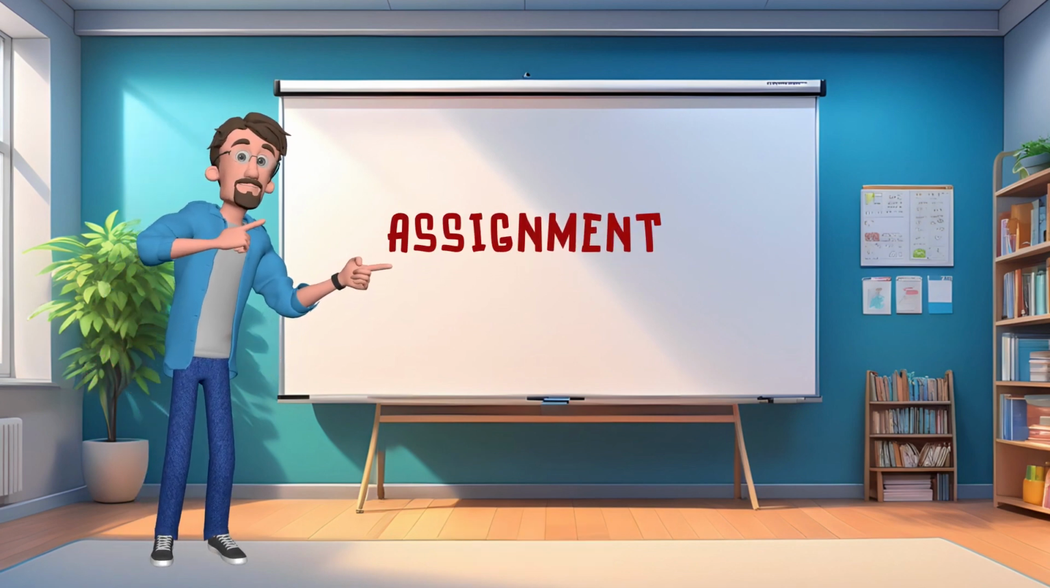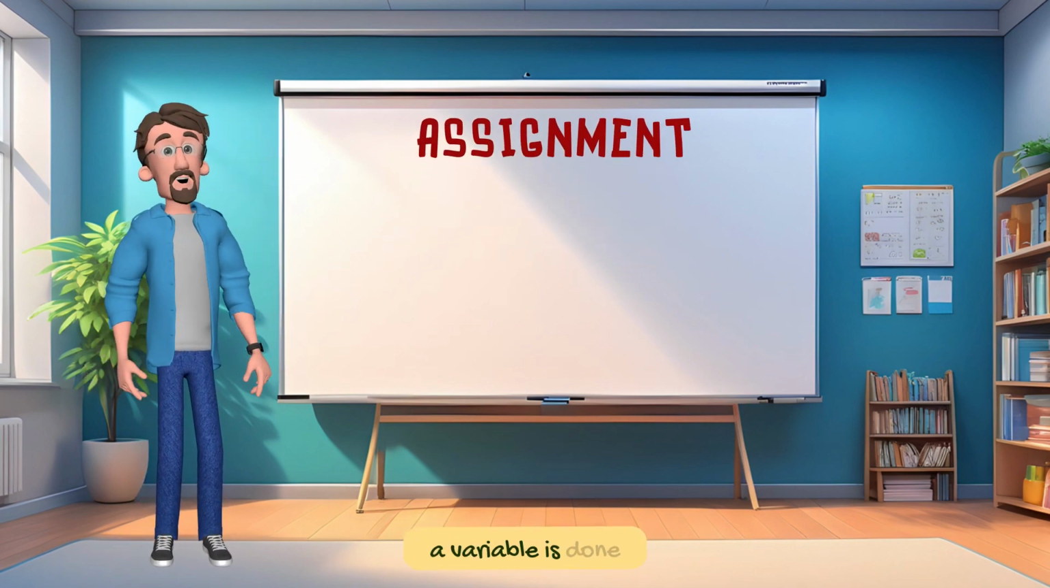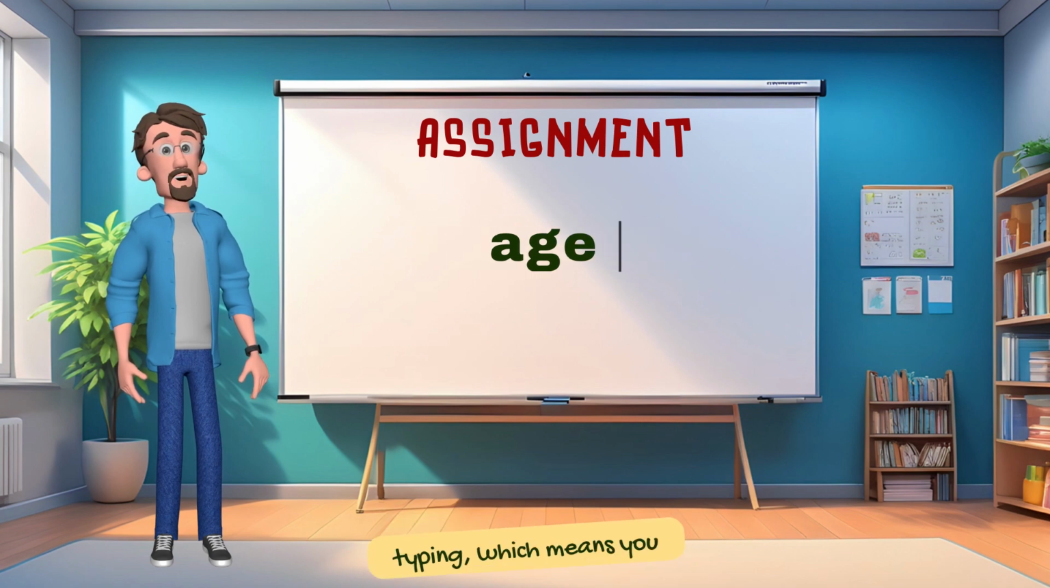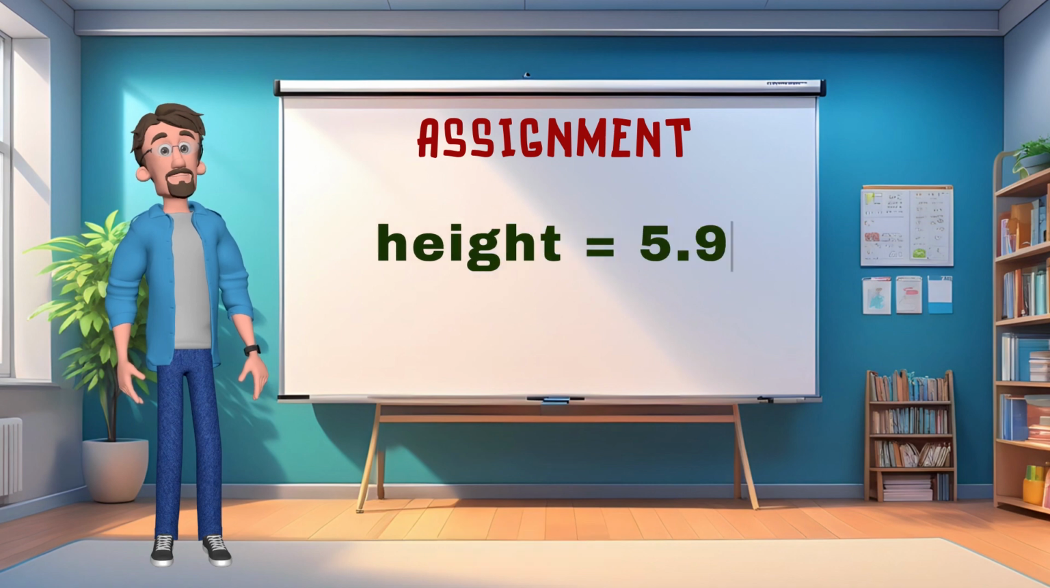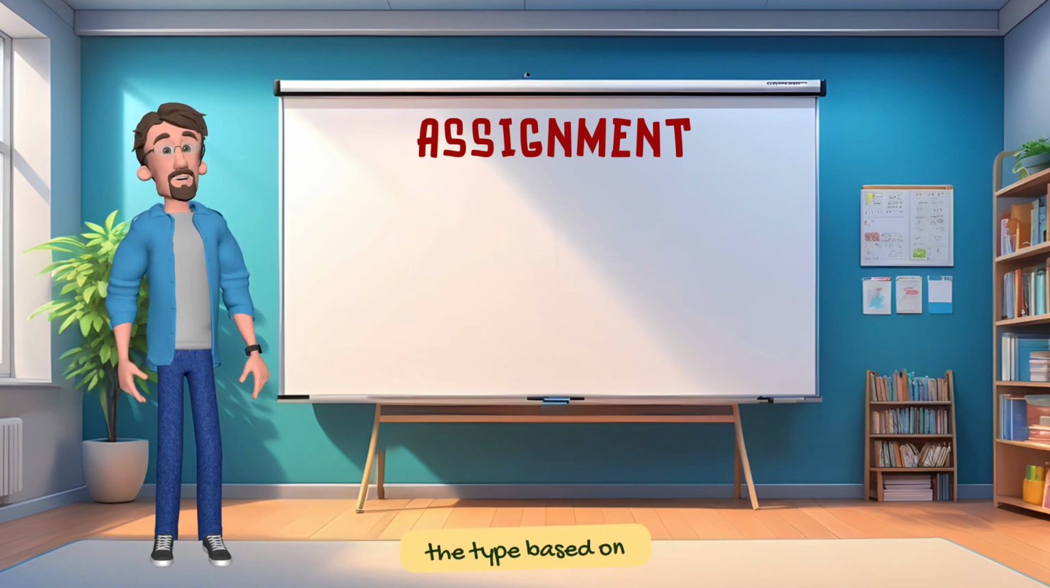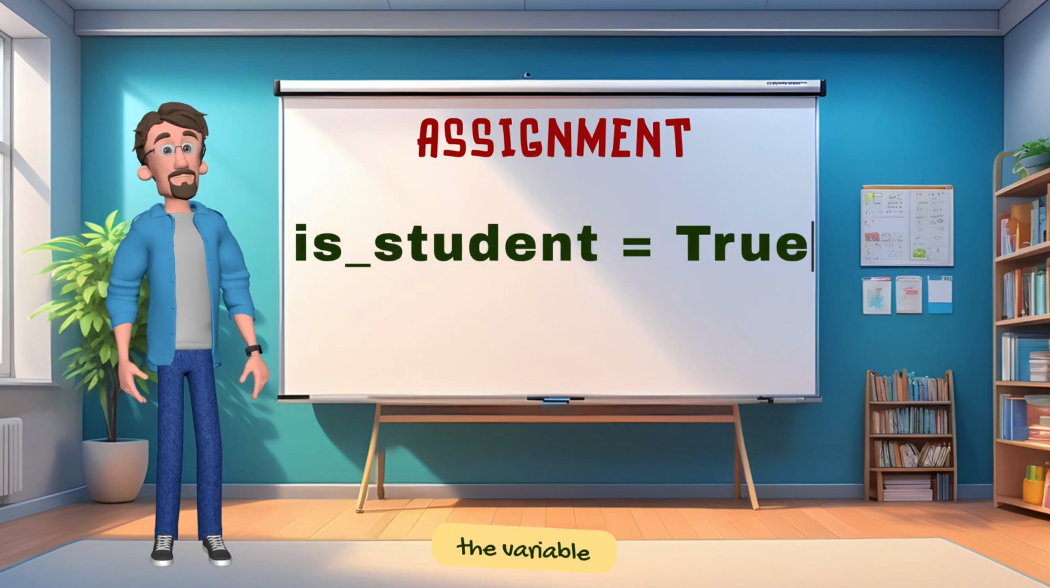Assignment. Assigning a value to a variable is done using the equal operator. One notable feature of Python is its dynamic typing, which means you don't need to explicitly declare the data type of a variable. The Python interpreter dynamically assigns the type based on the value assigned to the variable.